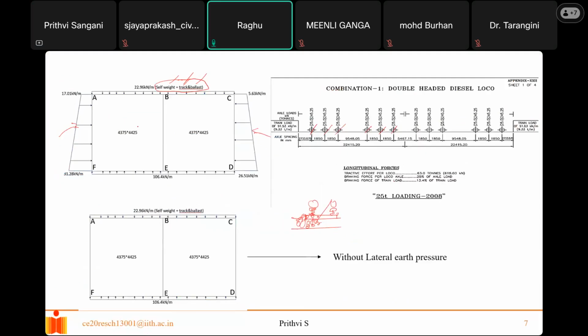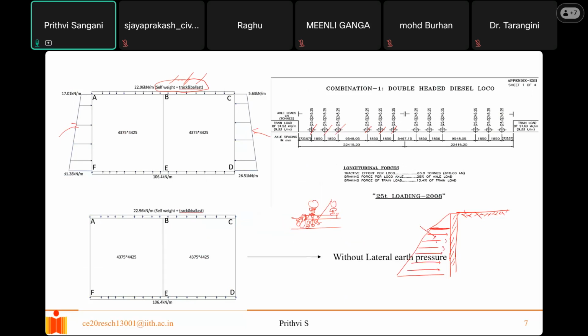The lateral earth pressure is always a trapezoidal kind of distribution if you have a surcharge on the top. Just a bit of geotech refresher. If you have a surcharge on the top and you have a retaining wall, then up to this part you will have something like this. This is your retaining wall, and this is your ground level or soil level. This is how your load keeps acting.